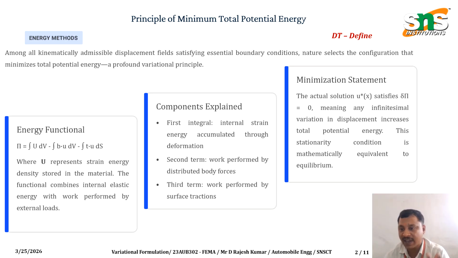Imagine a ball in a valley. If you move it slightly in any direction, it goes uphill. Energy increases. That's exactly what delta Pi equal to 0 means.